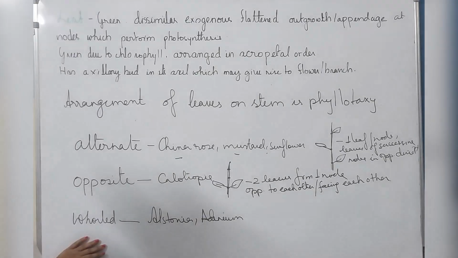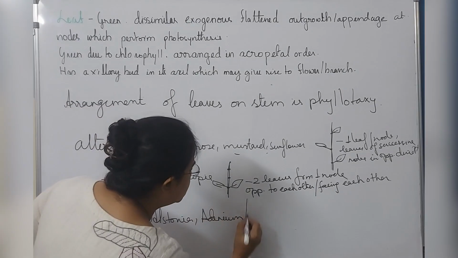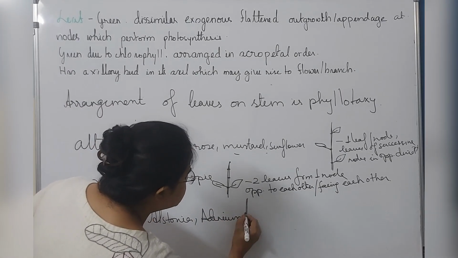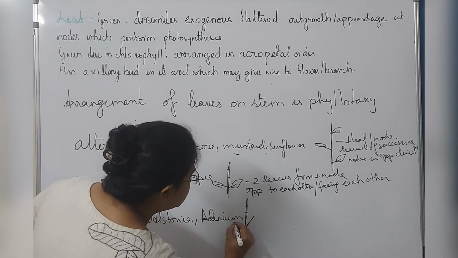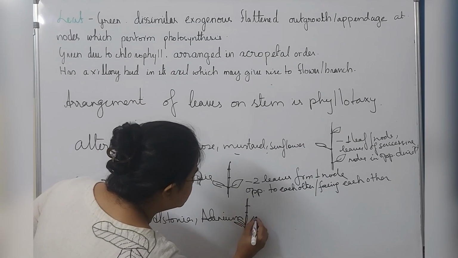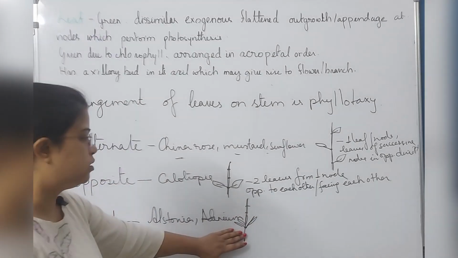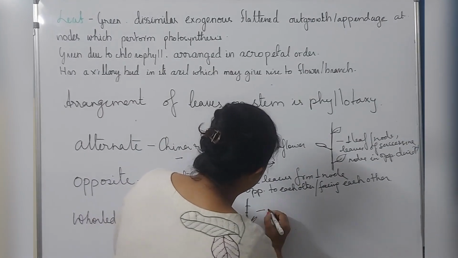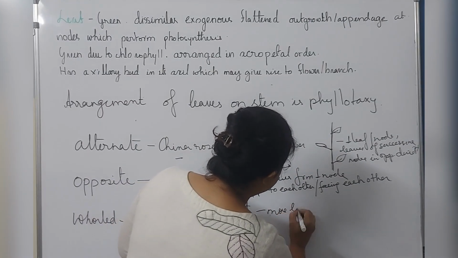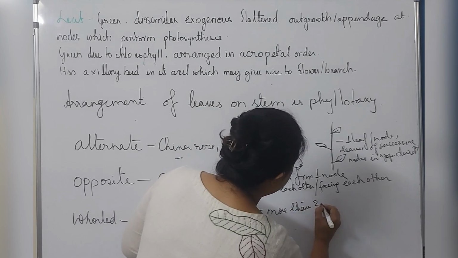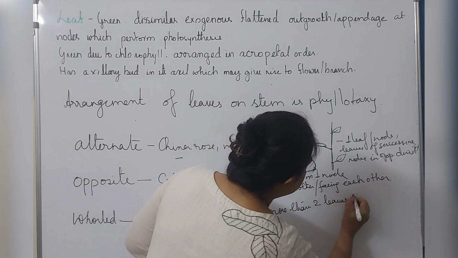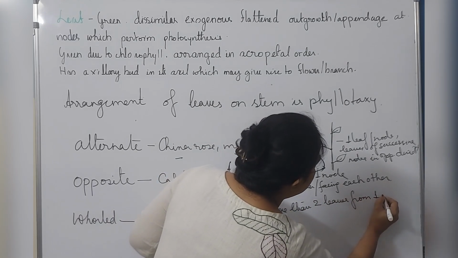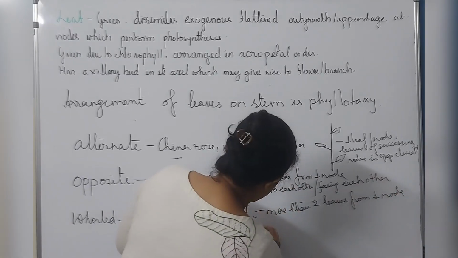फिर आते हैं whorled पे. Whorled मतलब क्या? गुच्छा. This is the stem, these are the nodes. यहाँ पे more than 1 leaf comes out of the node. So more than, sorry, not more than 1, more than 2. More than 2 leaves from one node. Multidirectional.